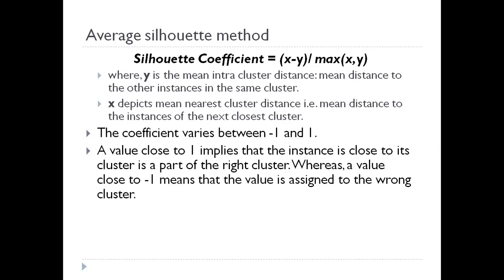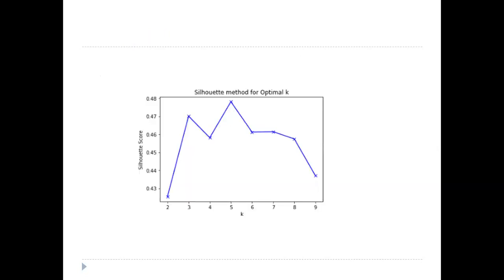But if it is around -1, it says that our grouping is completely wrong, because the instances are not classified right. So this is how the graph should look. Here I have the Silhouette score on the y-axis and the number of k's on the x-axis, and I'm plotting it out.